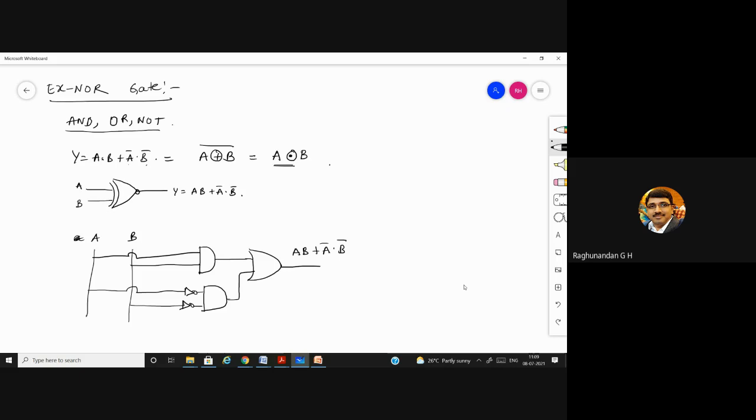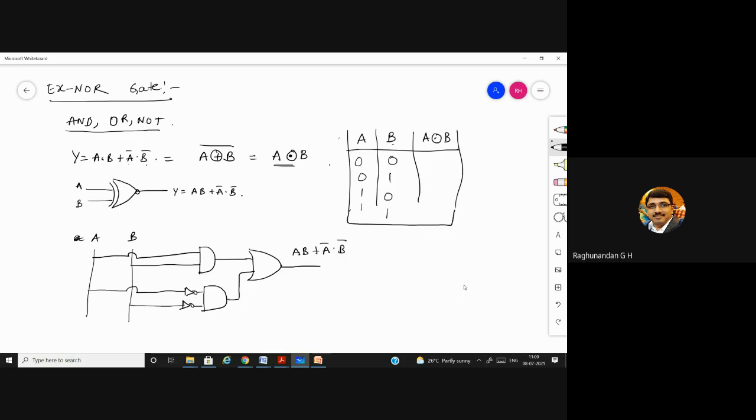Let us write the truth table for this. A, B, A exclusive NOR B. How many input variables can you have in this? How many types of input choice can you have? 4, because two inputs are there. So obviously 4: 00, 01, 10, 11.